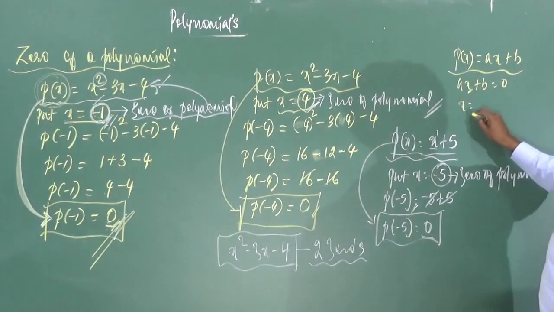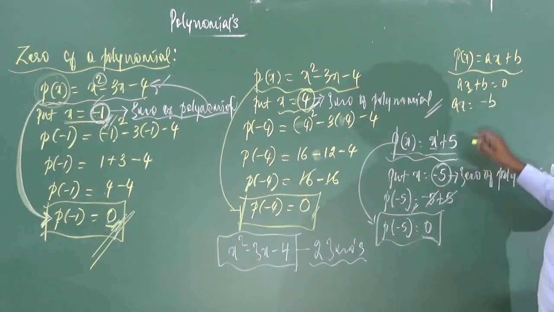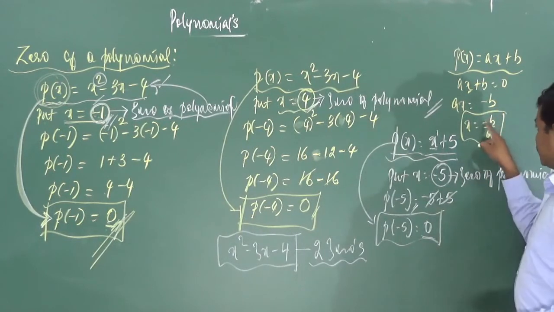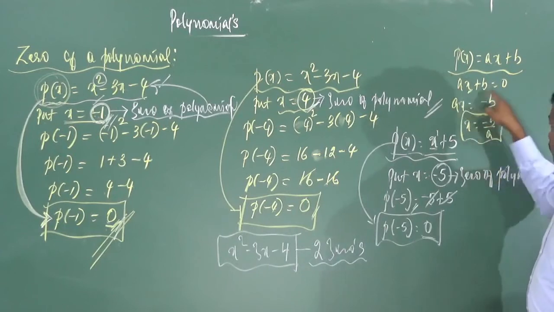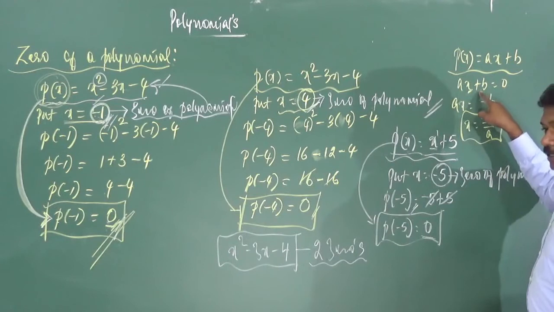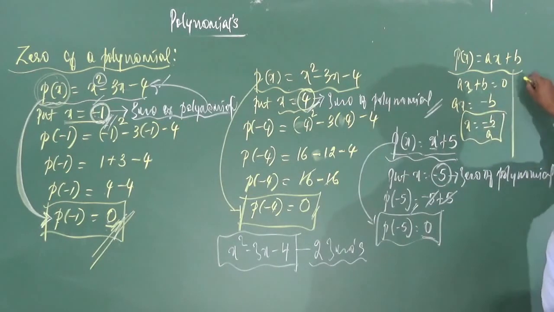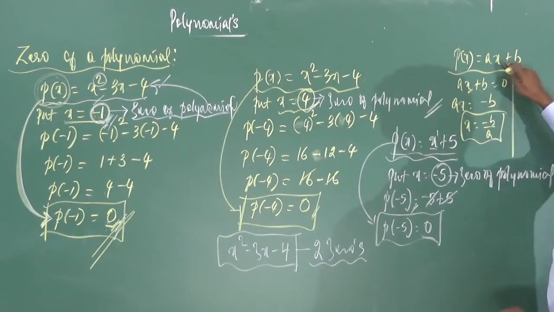So ax is equal to, plus b goes to the RHS, that becomes minus b. So x is equal to minus b by a. This, minus b by a, is the 0 of this polynomial. For this polynomial, if you substitute x is equal to minus b by a, then you will get the 0 of that polynomial. Let us check it.